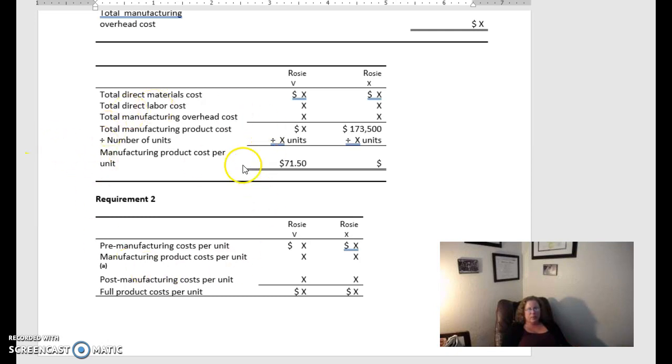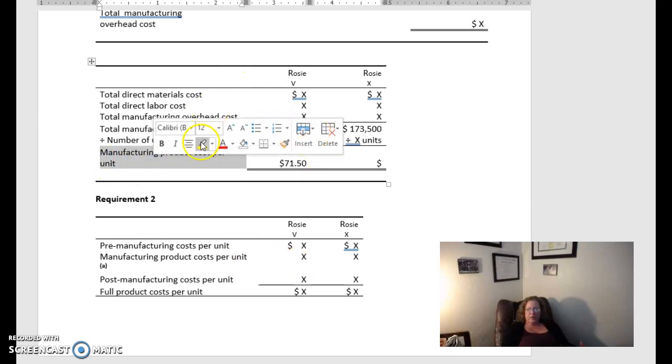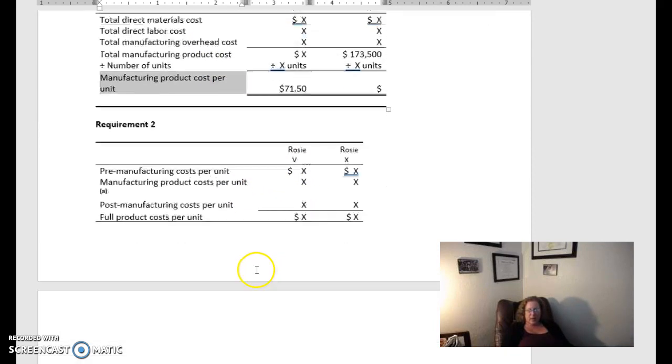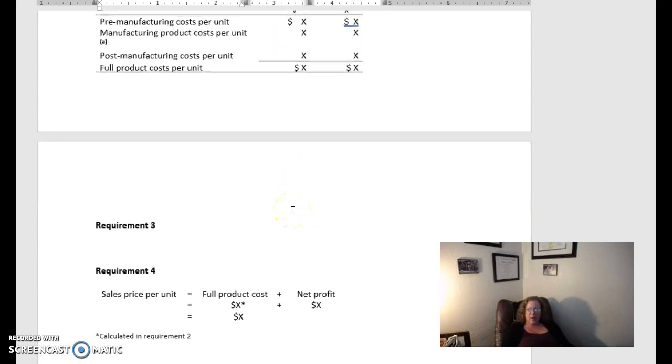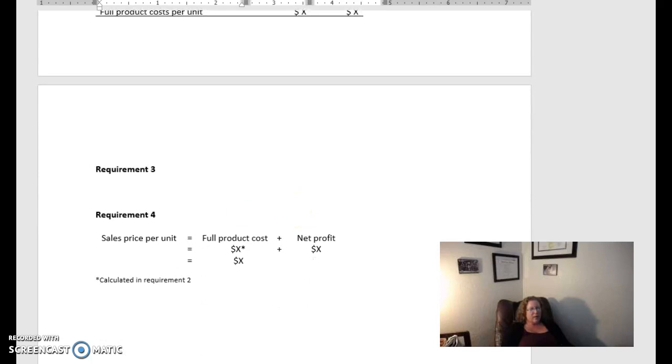And as you complete each part, you'll be going back to the previous part to get answers. So for example, right here, manufacturing product cost per unit, that's what you're calculating right here. So we'll just need to look back into the previous requirement and see what do I need to plug in here. So you have a couple check figures along the way so you can see if you're doing it correctly.